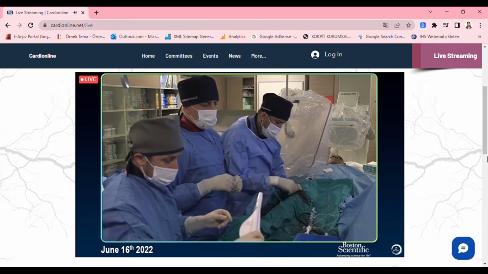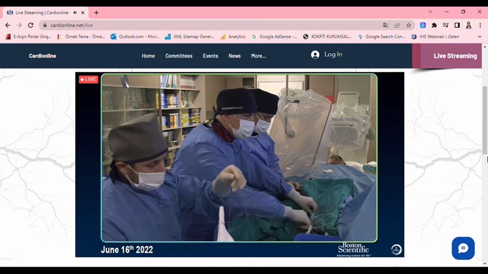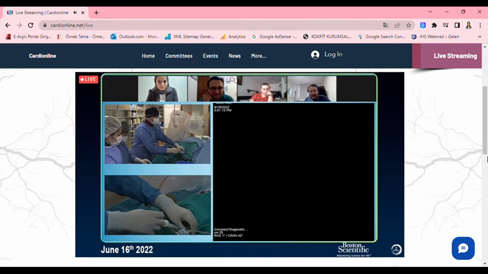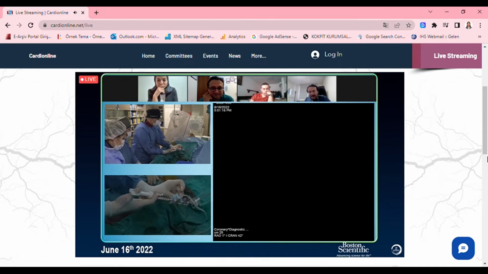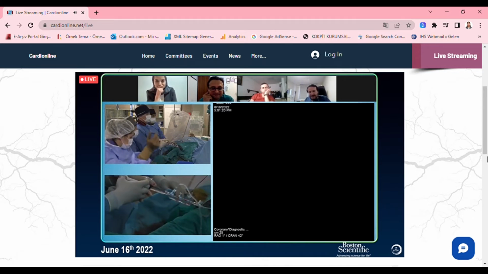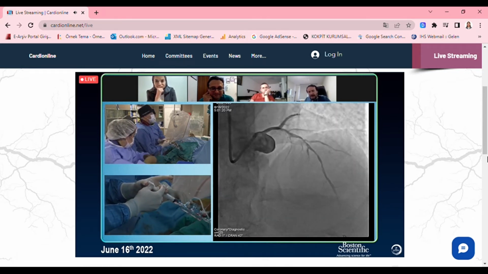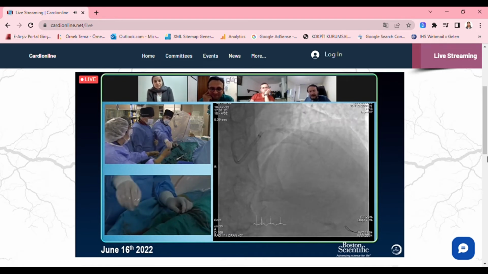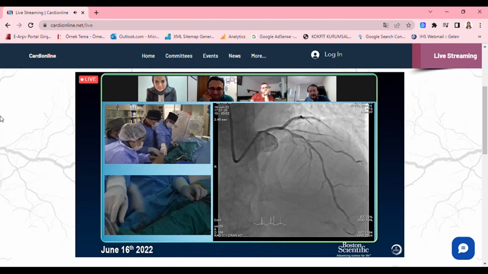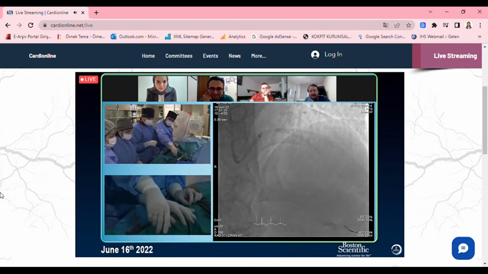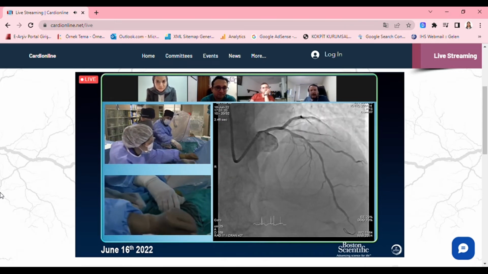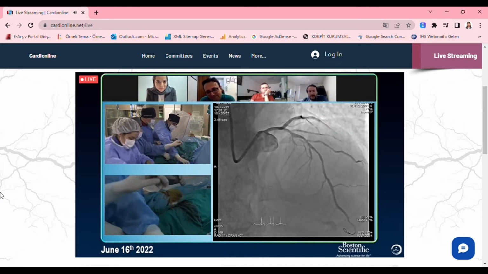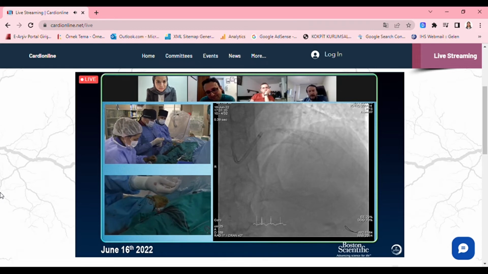So now let's do one injection to see if anything is wrong. Everything looks okay, but let's check it again. Now I'm sending the microcatheter. No need, this is long.